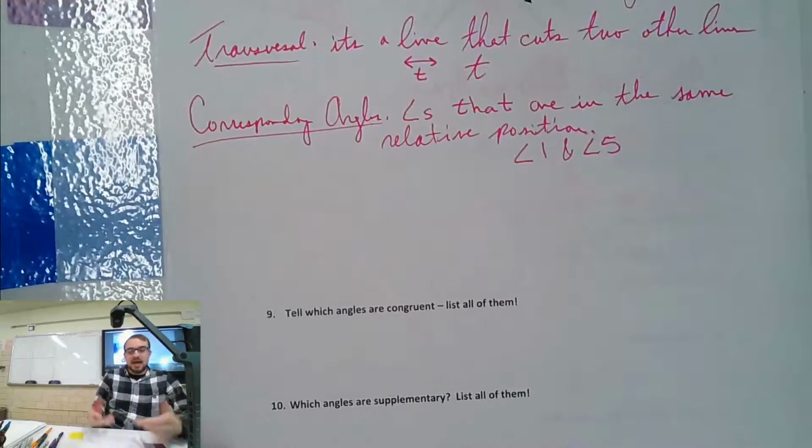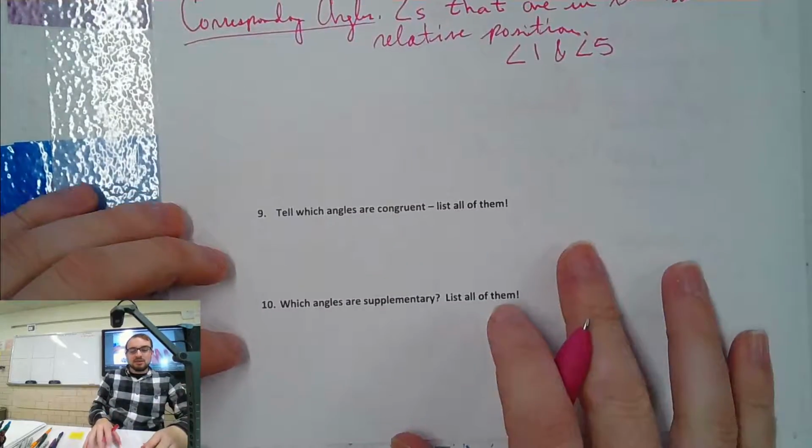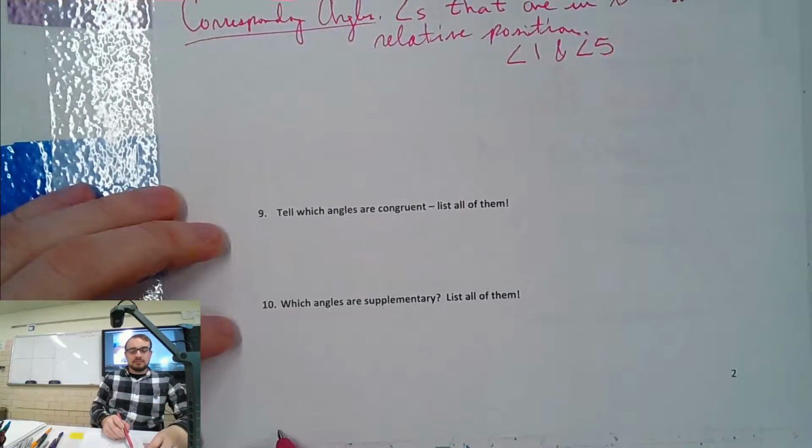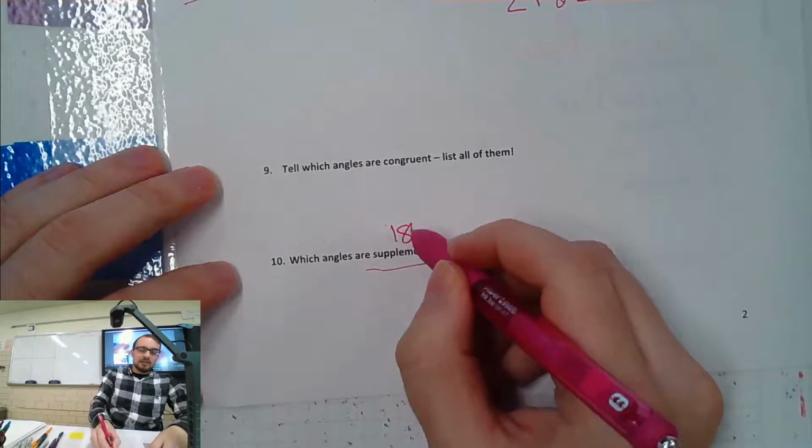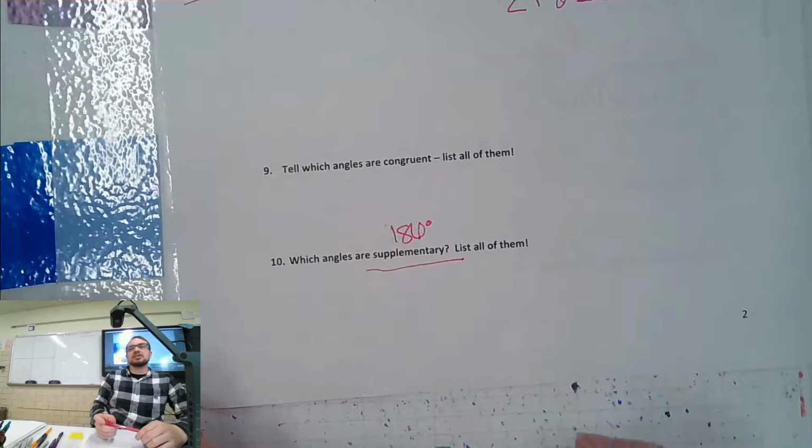Tell which angles are congruent. List all of them. Do that. Tell which angles are supplementary. What does supplementary mean? They add up to 180. A lot of you guys screwed that up on the last quiz. You said things were adding up to 180, and they said complementary. Reading is hard. Math is easy. List which ones are supplementary.